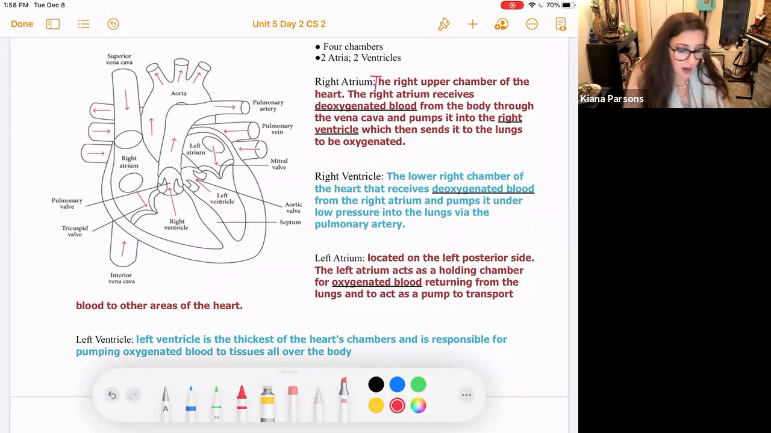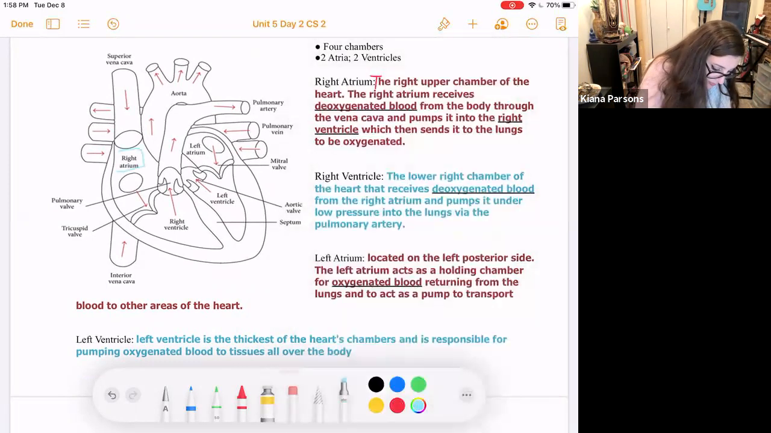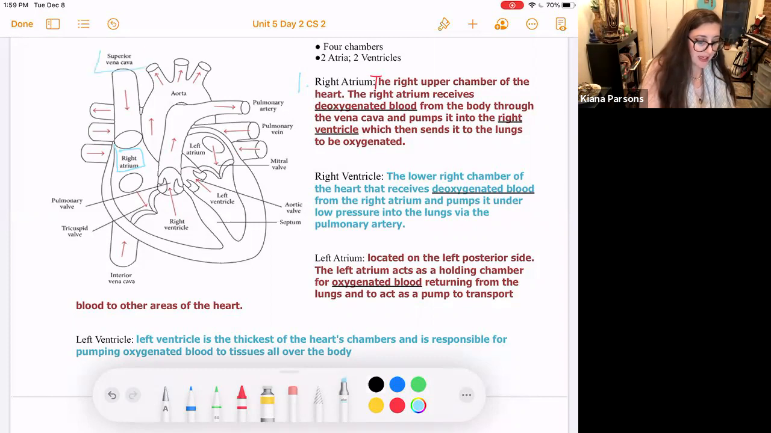So the upper right chamber of the heart, the right atrium, which is here, the right atrium is the right upper chamber of the heart, and it receives deoxygenated blood. And you can see here the superior vena cava, that's the biggest vein in our bodies. And that vena tells you it's a vein. We also have the inferior vena cava, right? So these are veins.